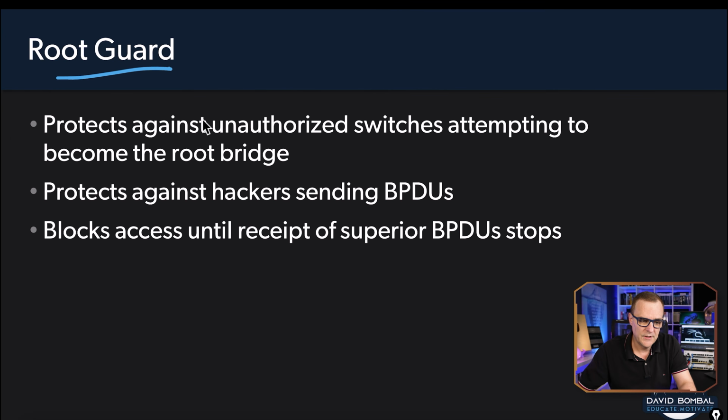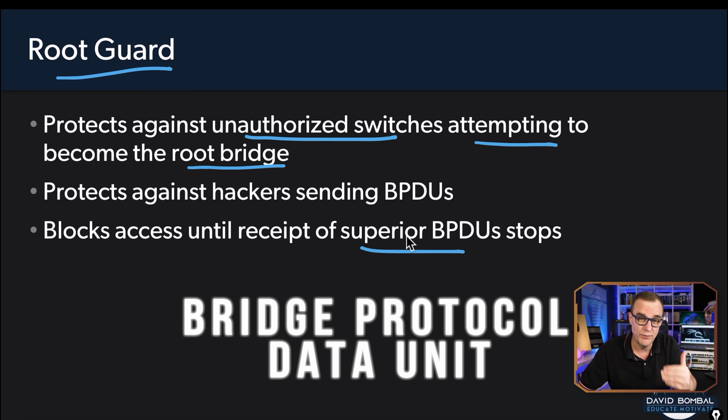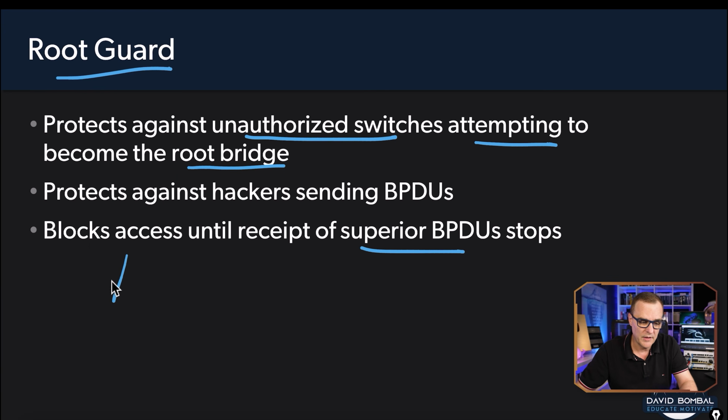So what is root guard? It basically protects your spanning tree topology against unauthorized switches attempting to become the root bridge. In other words, they send superior BPDUs, not inferior BPDUs or bridge protocol data units. Superior BPDUs means that they have a lower priority, as an example, or lower MAC address, and therefore through the election process become the root. We want to block that.